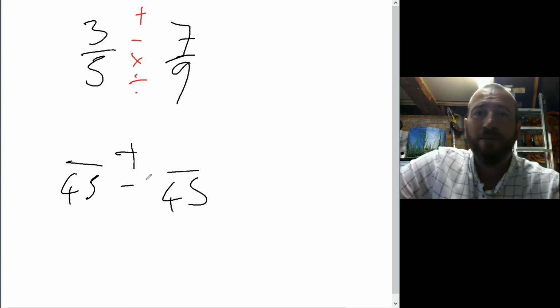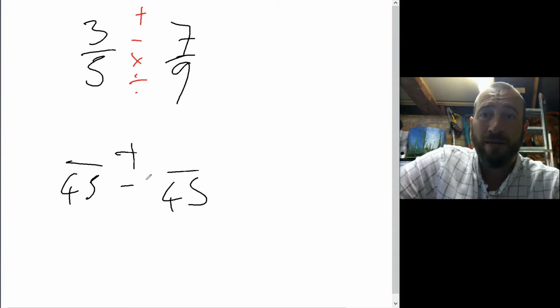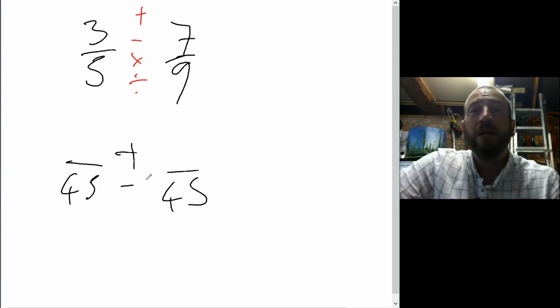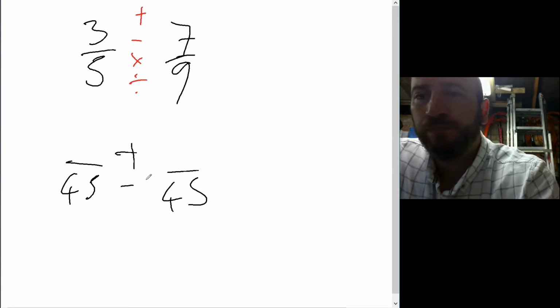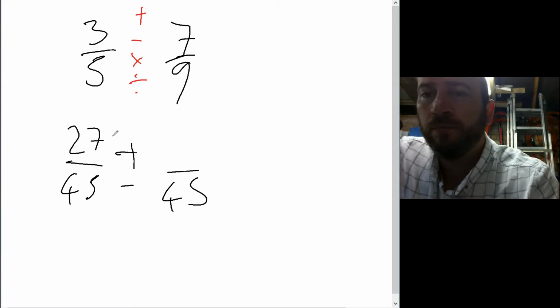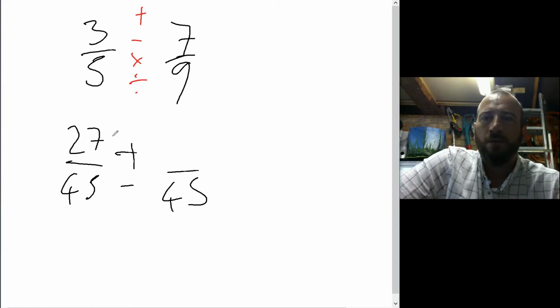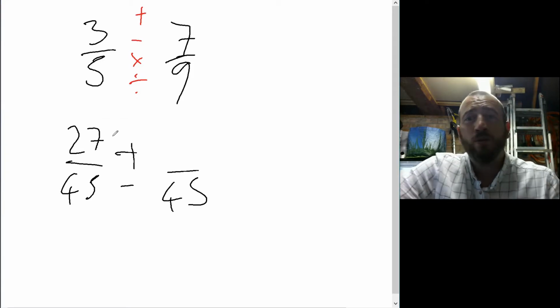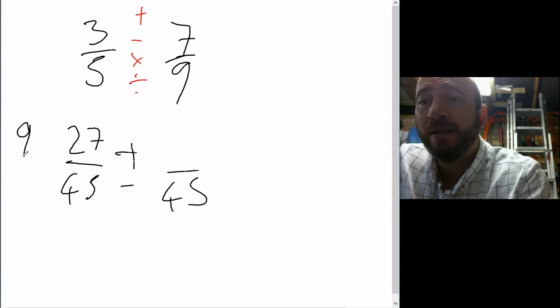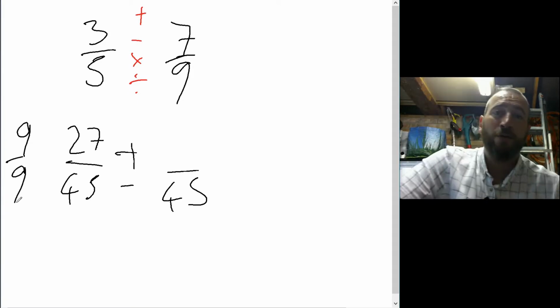Now, to make 5 into 45, we need to multiply it by 9, which means we need to multiply the numerator by 9. 3 times 9 is 27. So we've made another fraction, 27 over 45, that is exactly the same number as 3 over 5, because all we've done is multiply it by 9 over 9. 9 over 9 is 1.